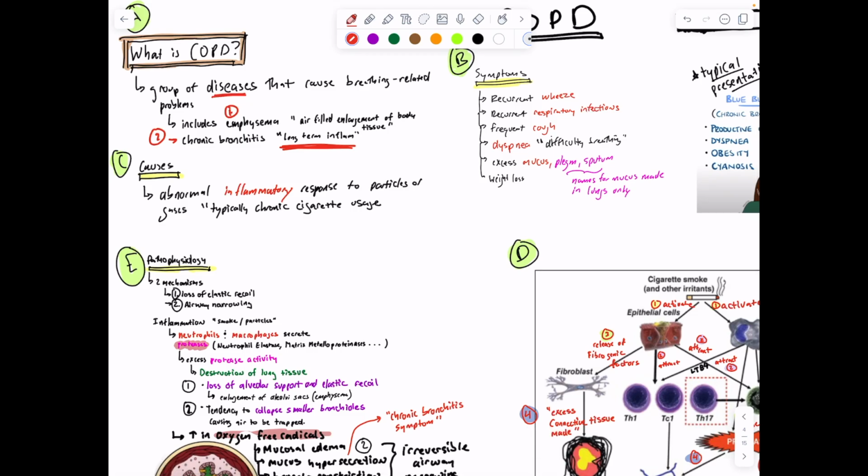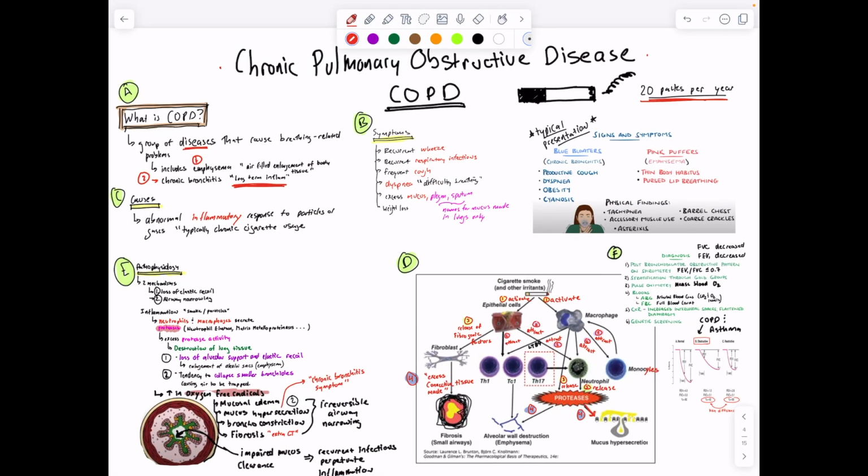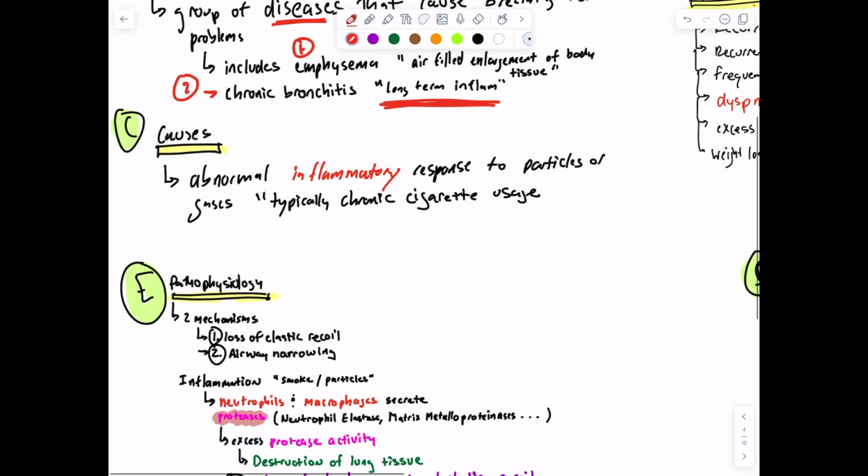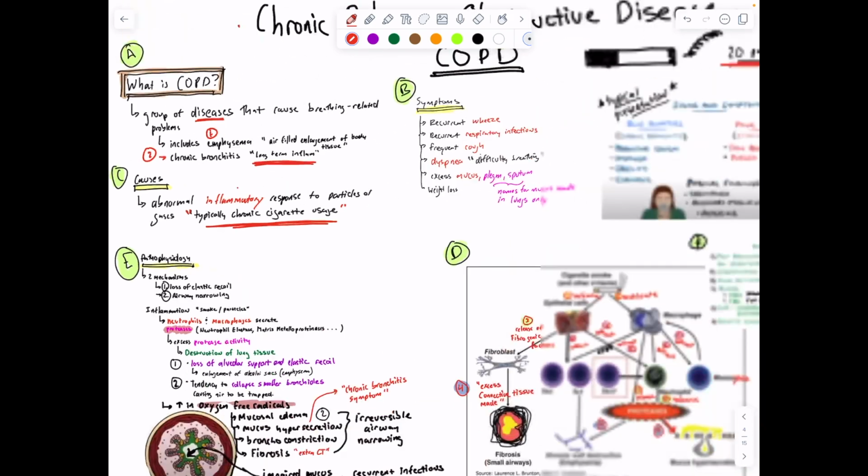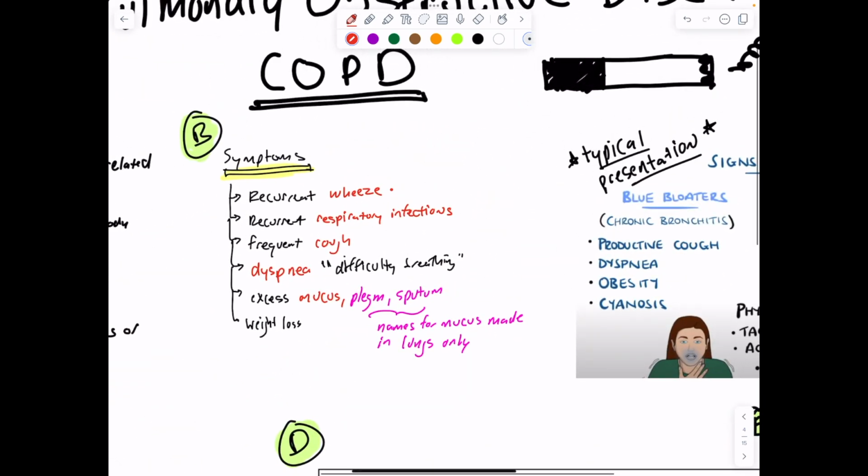All right, and so what are the causes? Typically this is smoking. Generally about 20 pack-years is enough to do it, but it's an abnormal inflammatory response to particles or gases, typically from chronic cigarette usage. What symptoms do you have in COPD? Recurrent wheeze, recurrent respiratory infections, frequent cough, dyspnea, which is difficulty breathing, excess mucus, phlegm, and sputum. I think it's funny that we have so many names for mucus, but phlegm and sputum are names for mucus made in the lungs only. And then another symptom of COPD can be weight loss.